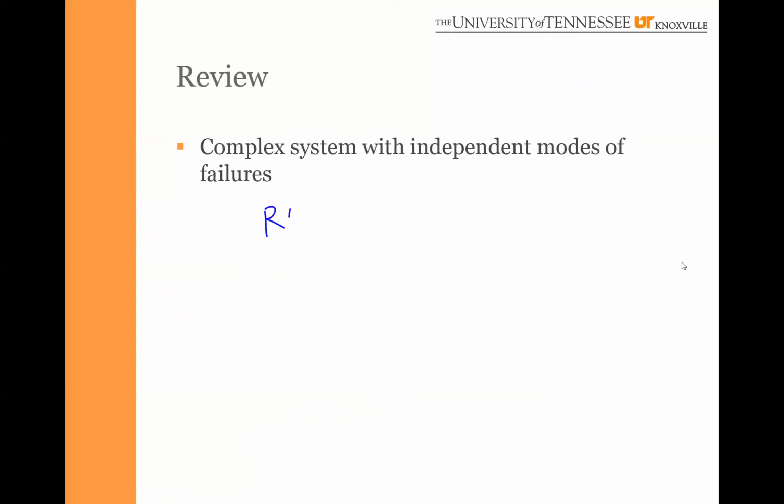Okay. So if we have a complex system where we have independent failure modes, we said that the reliability of the system at time t, with these failure modes i from 1 through n, will be the multiplication of all of these individual reliabilities, i from 1 through n. You know this term, right? This is multiplication: R1 times R2 times R3 times R4 all the way through Rn.